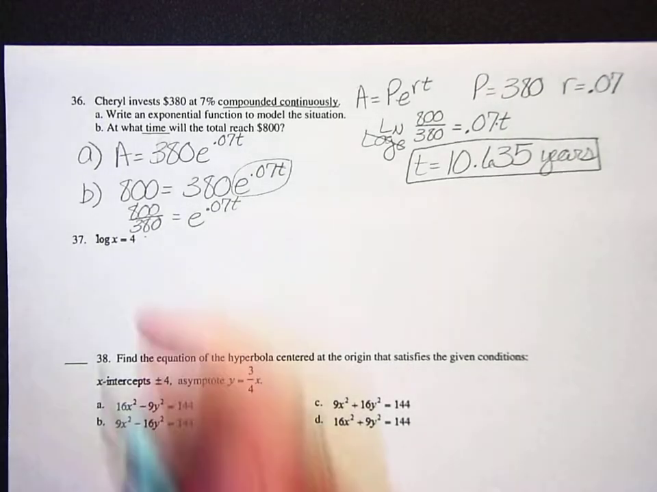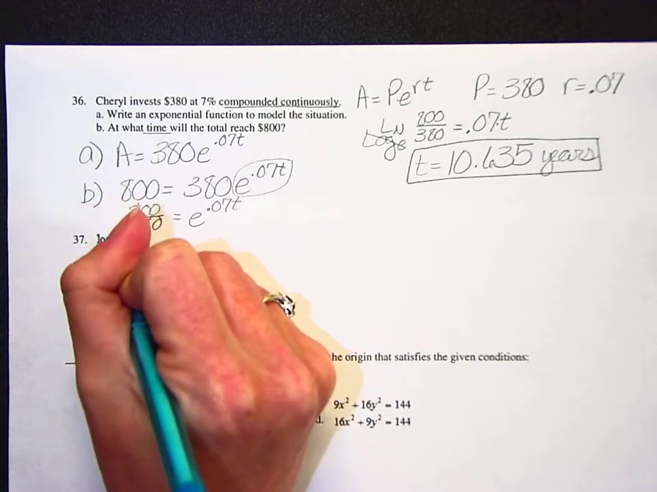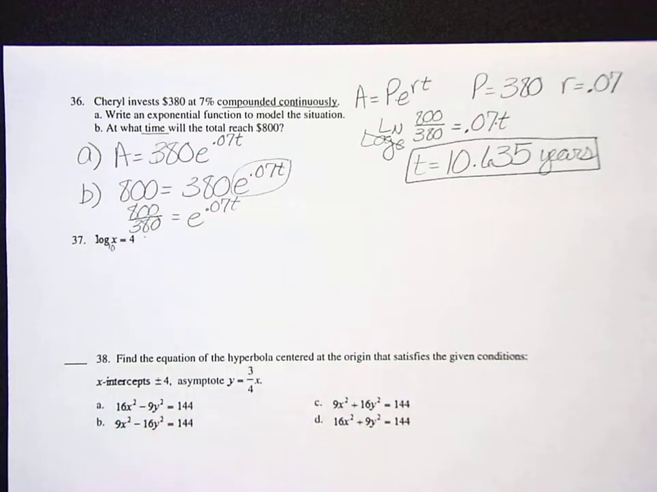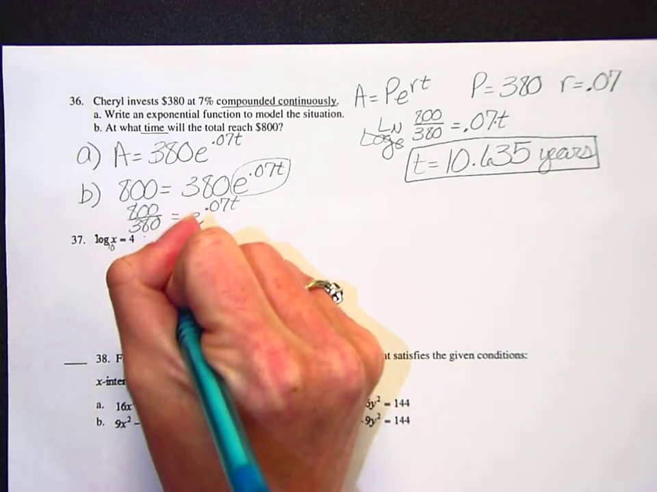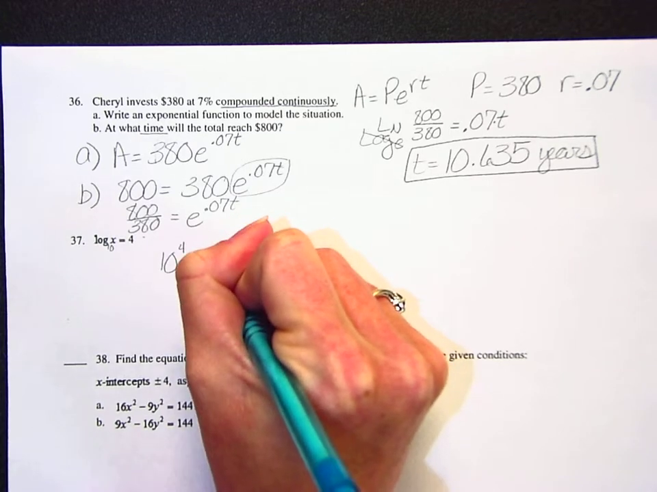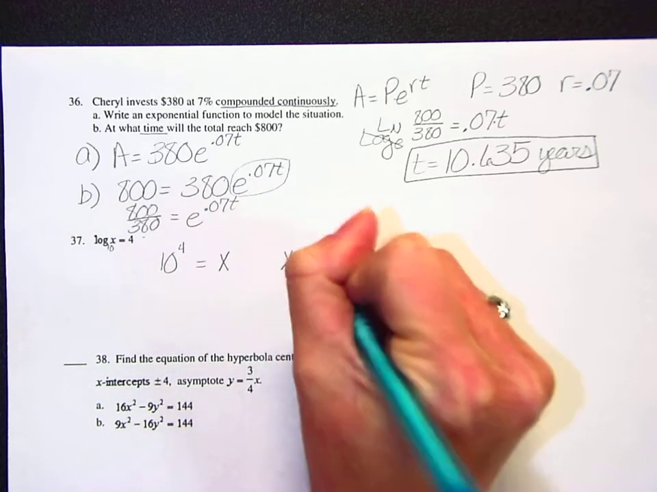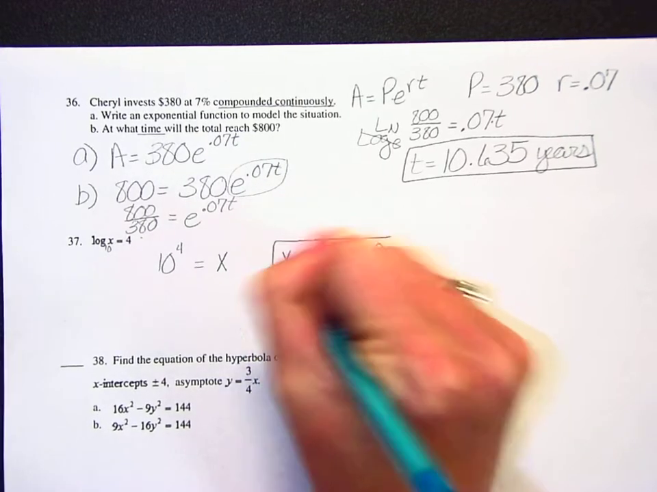Okay, on number 37, we're working with a logarithm, and I'm stuck, so I'm going to try to change it into an exponential form. And this is going to be a log with a base of 10. So if you ever have a log without a base, it's a log with a base of 10. So in exponential form, that's going to be 10 to the 4th power is equal to x. And so x is going to be, and I'm going to put 4 zeros with that since it's to the 4th power, so 10,000.